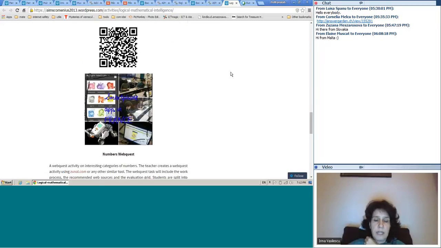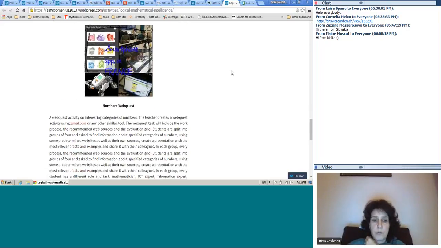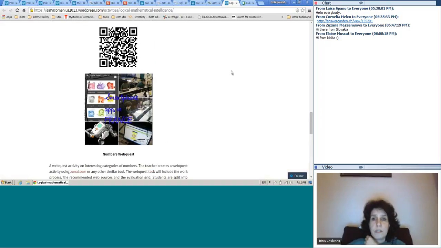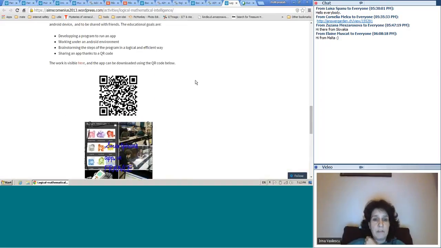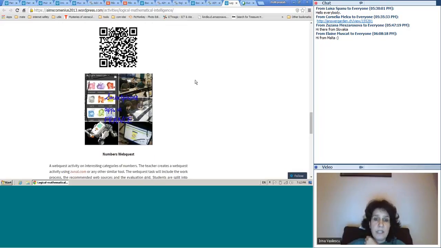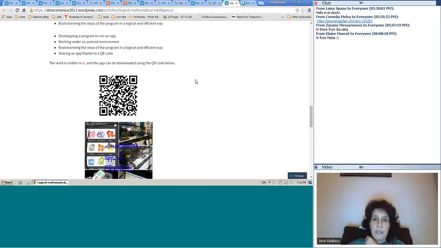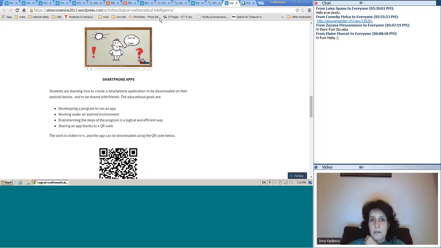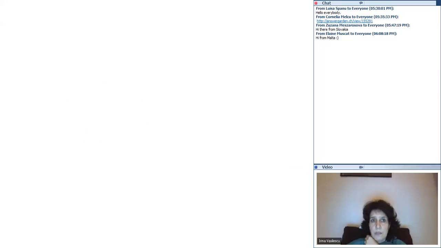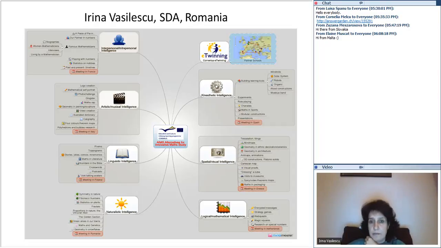And the last thing that I want to show you, we also have a web quest, but I also want to show you, we have even a smartphone app that they have built together. And I think building an app is an important activity for the logical intelligence too, because it includes a lot of algorithmic thinking and a lot of step-by-step thinking. So this was about all.